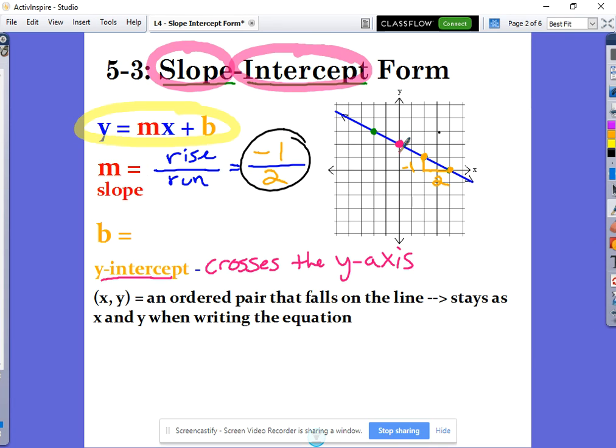And in this case, it crosses right here. So we ask ourselves, well, what is that number? That's the number 2. So our b value is +2 in this case.